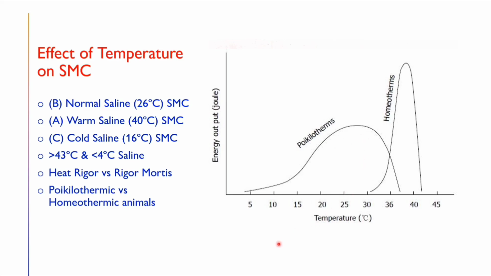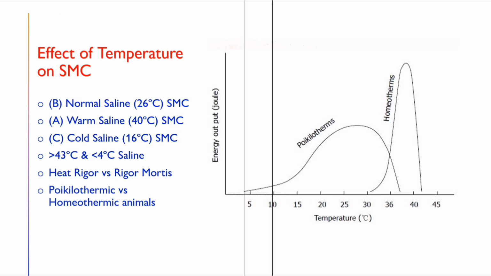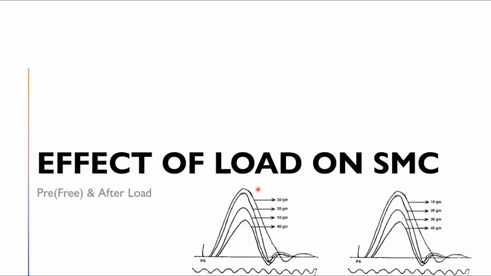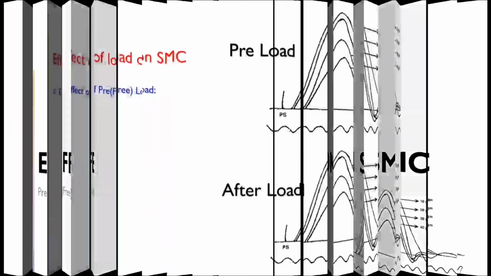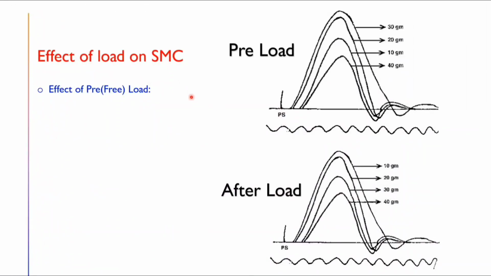Now let's move to the next portion of the slide. Now, the effect of load on simple muscle curve. So it is preload and afterload. This is a graph of preload and this is a graph of afterload. Let's dive deep into each of them. First of all, we'll talk about the effect of preload or free load on simple muscle. This is a graph of preload or free load of simple muscle curve.